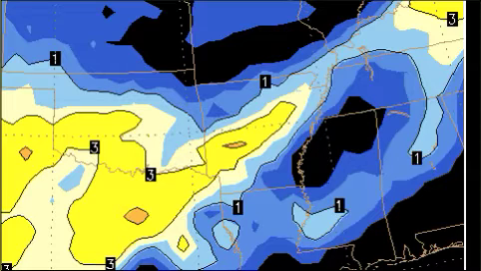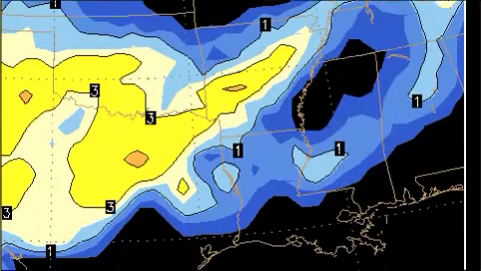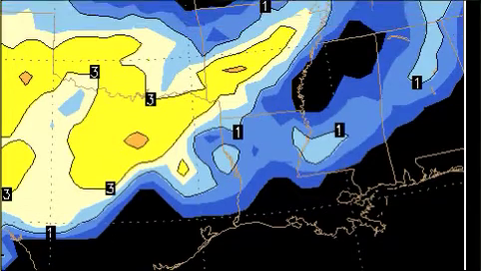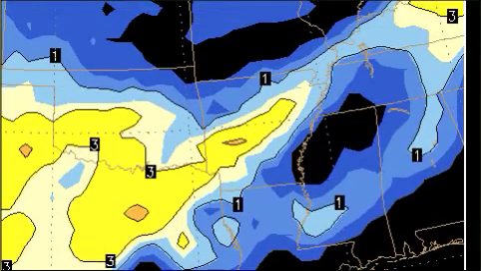The yellow is 3 inches of snow or more. The orange is a little bit higher than that. Let's see if I can scroll down here so I can see the numbers. The orange on this map is 6 to 9 inches in the western Ouachitas.